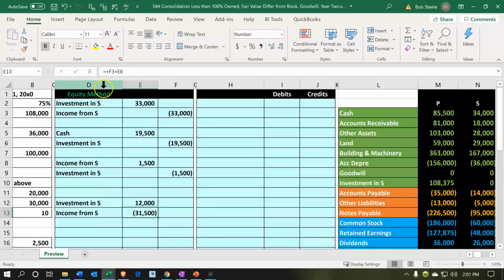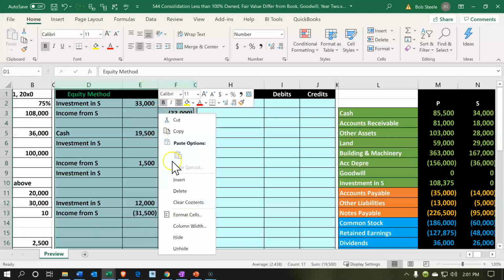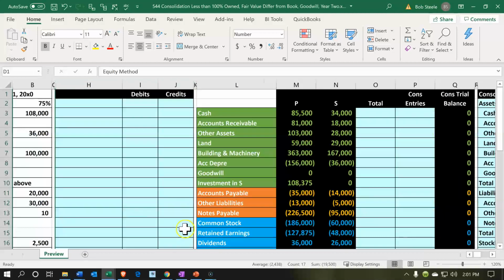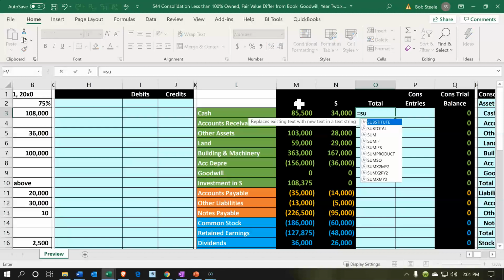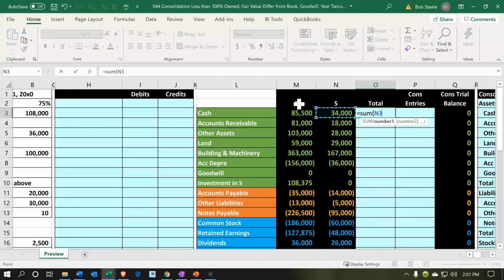All right, so now let's hide these columns from now. I'm going to hide D to G. So I'm going to put my cursor on D. I'm going to scroll on over to G to select those, right-click the selected area, and hide them. So let's hide those. Then I'm going to go to the right. I'm going to make our totals over here. So we have the trial balance for P, the parent, S, the subsidiary. Let's total them up. This is our standard process, so I won't spend a lot of time explaining that.